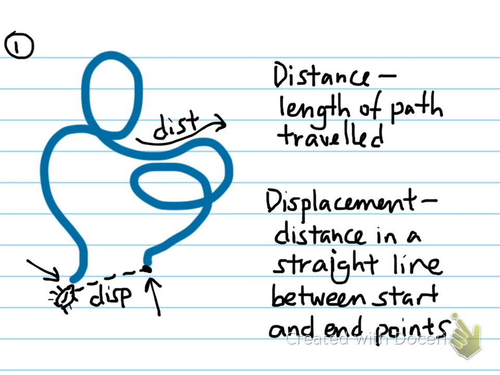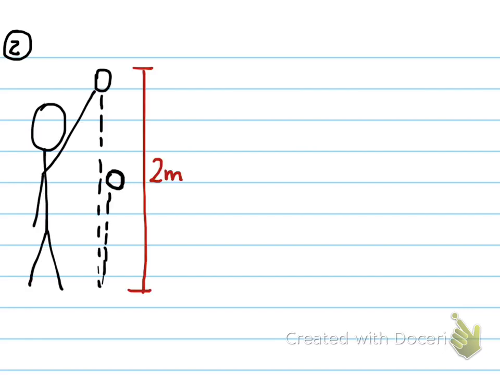Alright, the next two questions test whether or not you understand that. Question 2 says that a ball is dropped vertically from 2 meters high and bounces off the ground to half its original height. So here's a diagram of that. The question says at the peak of its bounce, in other words here, A, what distance has it travelled? Okay, so the distance that it's travelled is 2 meters down and then 1 meter up. Okay, so it's travelled a total distance of 3 meters.